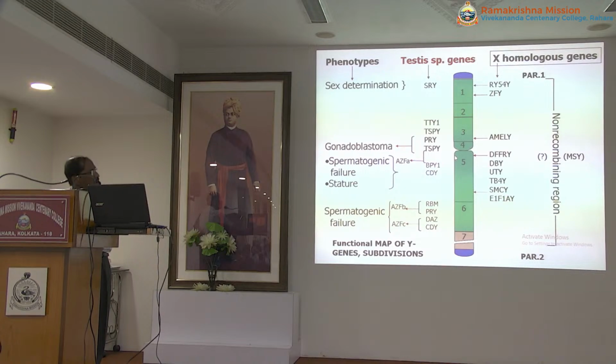Here is a test-specific gene on the Y chromosome. Here, X homologous gene. What I mean to say, in case of female, 2X chromosome, one is inactivated, okay? But not all the genes are inactivated. Some genes are still active. Which are those? Those who got the homologous genes on the Y chromosome. Those genes on the X chromosome that have homologous genes on the Y are not inactivated.